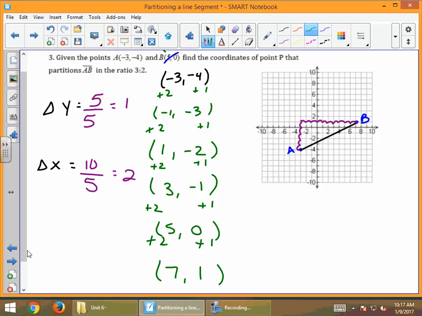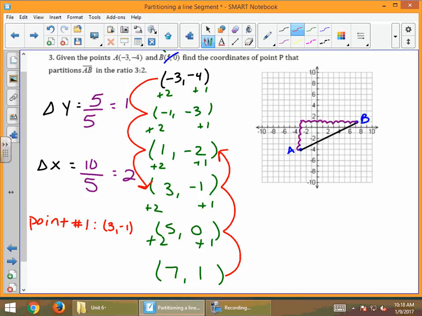Once you have that done, look at your ratio. What's the first number in your ratio? 3. So, 3 is the first number in our ratio, so we start from the first point and count 1, 2, 3. That's your first point. Keep the same process from the second point, 1, 2, 3. That is your point number 2.